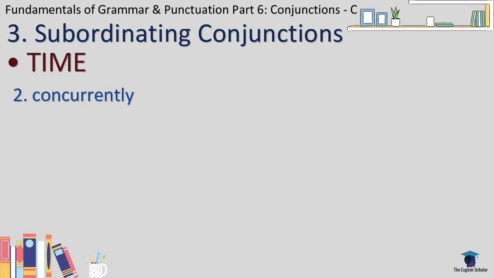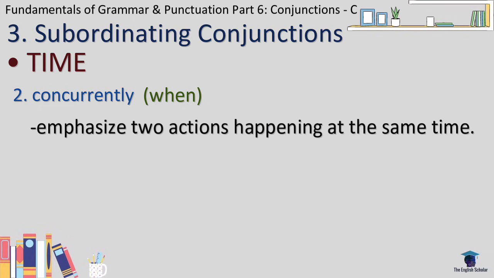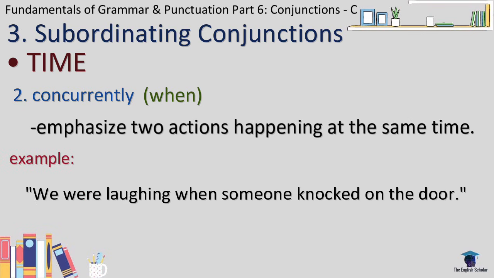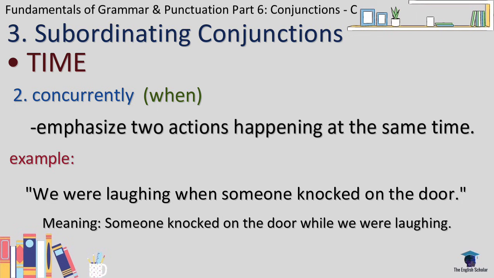Concurrently. For concurrently, we have the subordinating conjunction when. We use when to emphasize 2 actions happening at the same time. Example, we were laughing when someone knocked on the door, meaning someone knocked on the door while we were laughing.